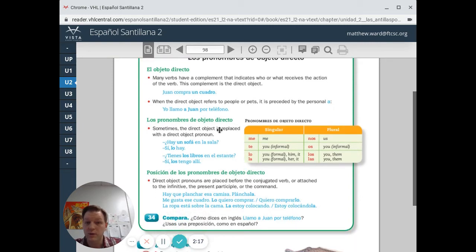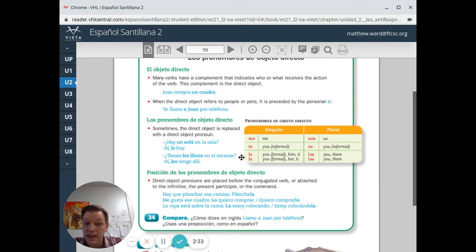Okay, sometimes the direct object is replaced with a direct object pronoun. So hay un sofá, lo hay. ¿Hay un sofá en la sala? Is there a sofa in the living room? Sí, lo hay. Yes, it is there. One doesn't make sense to me, but bueno.